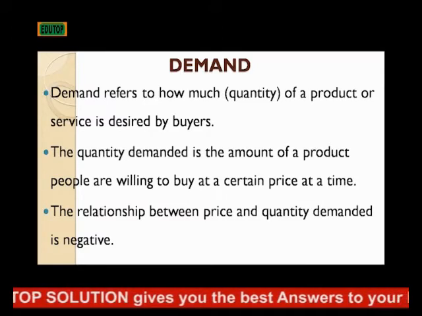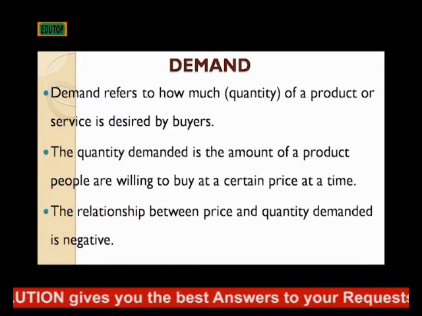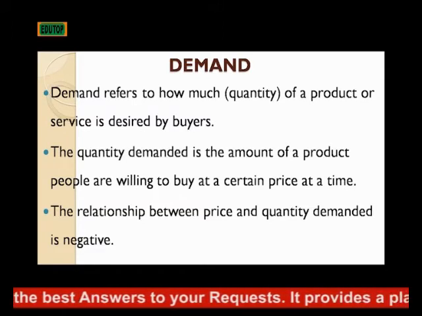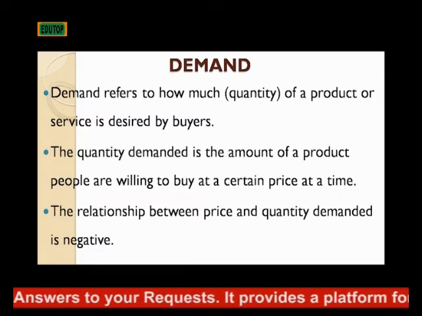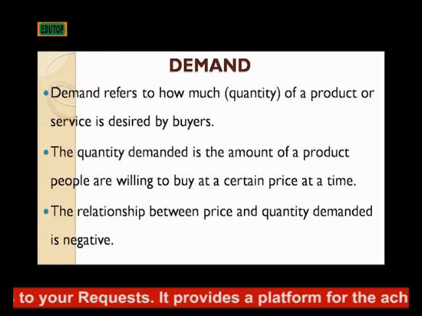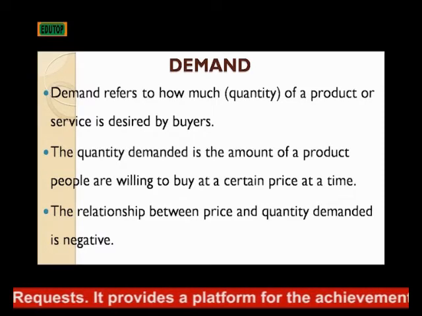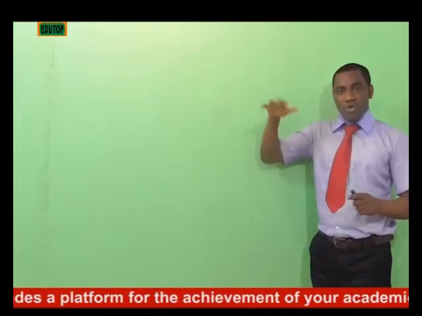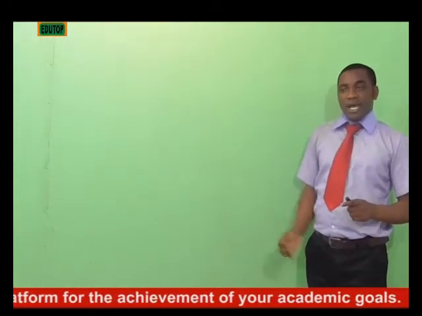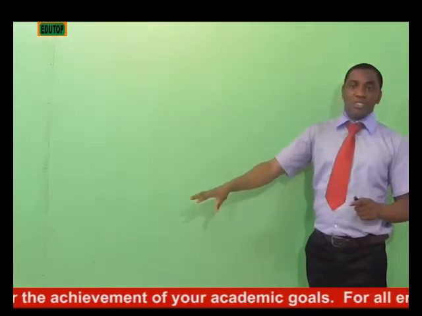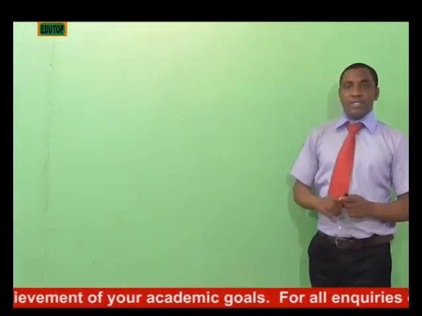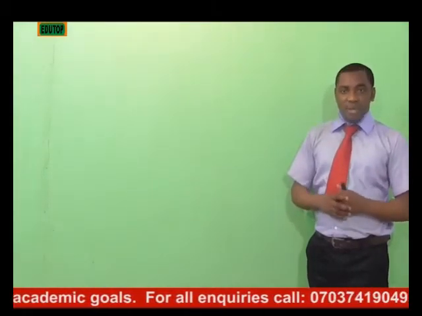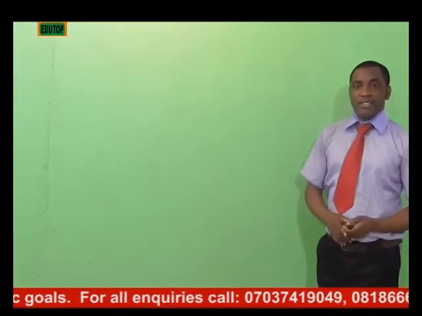The quantity demanded is the amount of a product people are willing to buy at a certain price at a certain time. The relationship between price and quantity demanded is always negative. Why? Because people always want to buy more at a lower price and a smaller quantity at a higher price. That is the reason behind the negative relationship between demand and price.